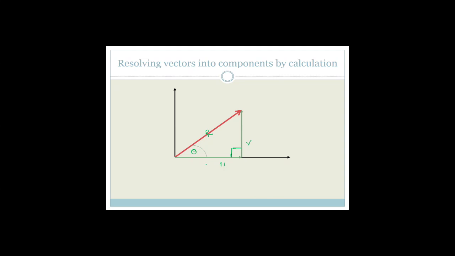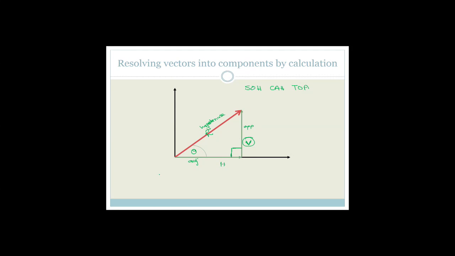So again, we could use our trig, SOH-CAH-TOA. Let's say I want to work out the vertical component of the resultant. Do you agree that the resultant is the hypotenuse? And you need to understand that the hypotenuse is always the resultant. It's actually the vector we're trying to find the components of. This is the horizontal component, which is adjacent to the angle. And this is the vertical component, which is opposite to the angle.